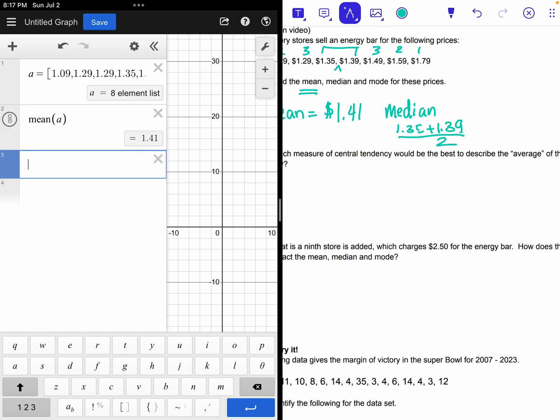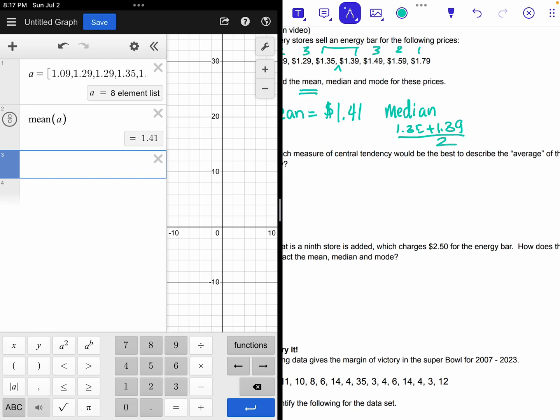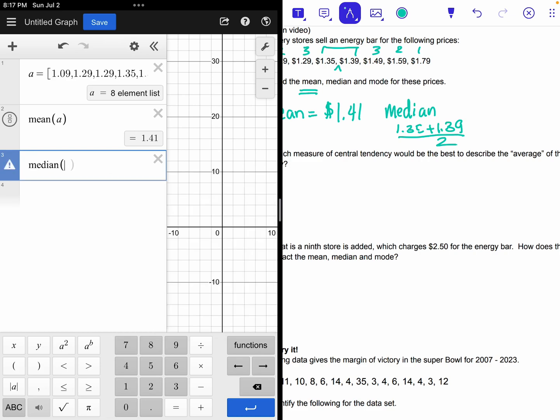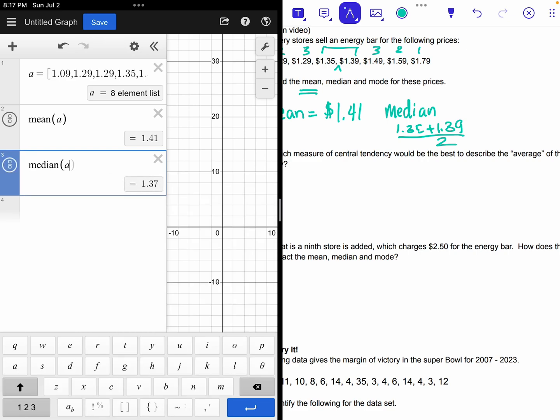The quicker way, of course, again, is to use my technology. We have it, so we might as well use it. And still under that function statistics menu, you'll notice the second value there is median. And again, I'm going to type in my list name, which is A. And so we'll notice the median here is $1.37. So a little lower than the mean. Not a huge difference, but slightly lower.